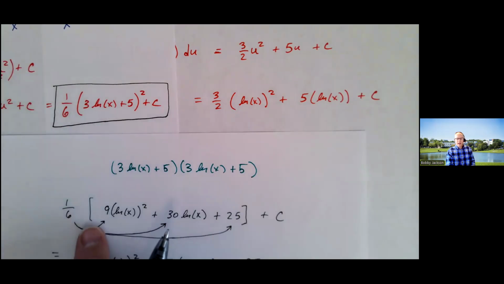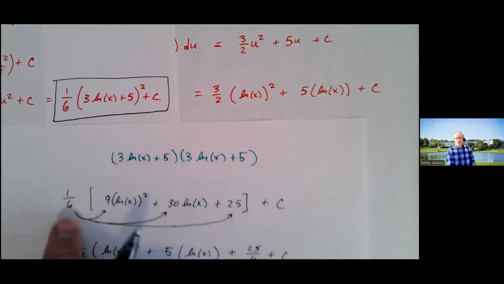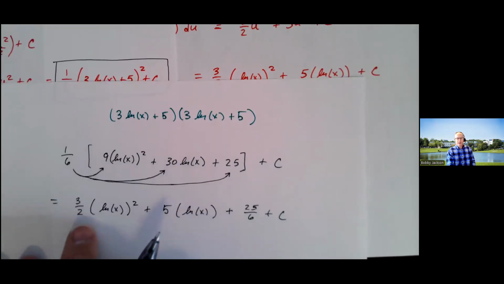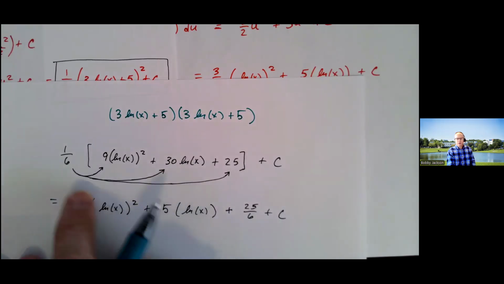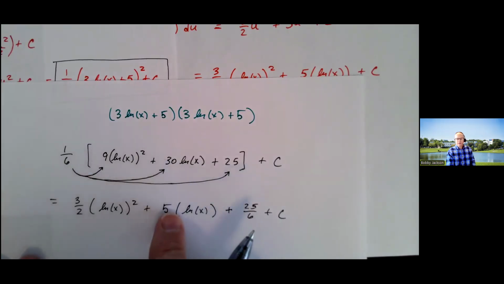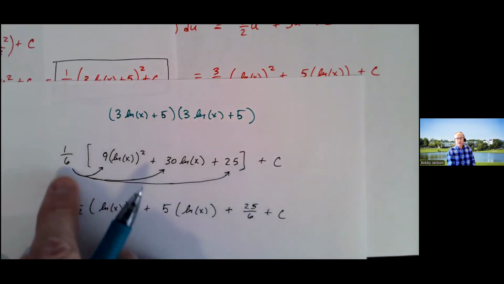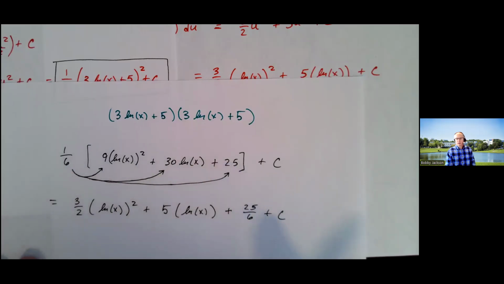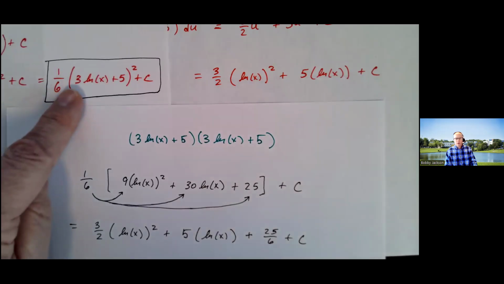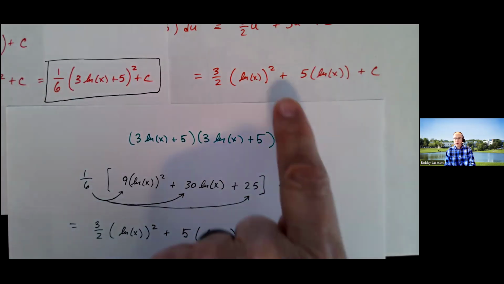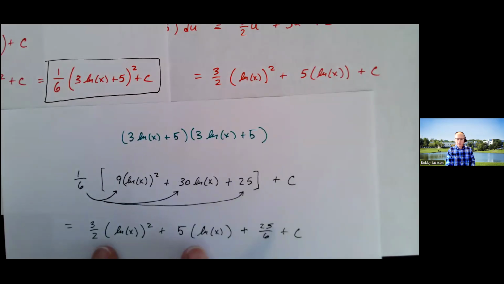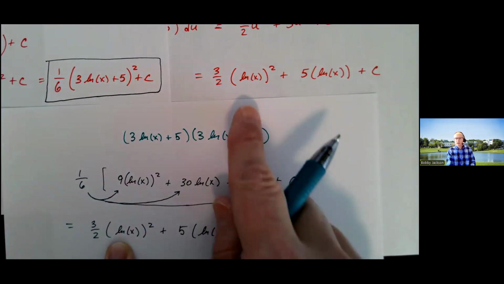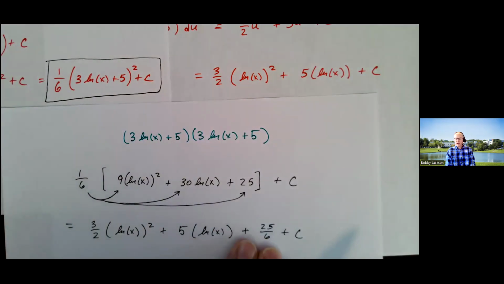So this 1/6 I can now multiply through. 1/6 times 9 is 9/6, or 3 halves natural log of x squared. 1/6 times 30 is 5 times the natural log of x. And 1/6 times 25 is 25/6. Now, this is what we started with, and we get to here compared to what we had the last time. It almost looks the same, right? These two parts are the same, but then we have this 25/6 plus c.